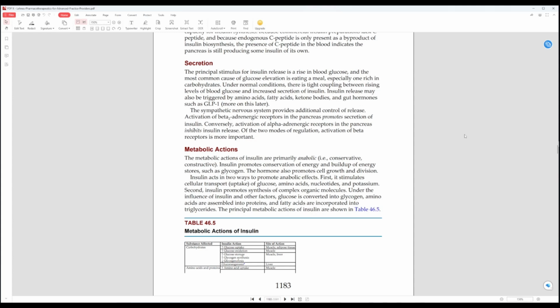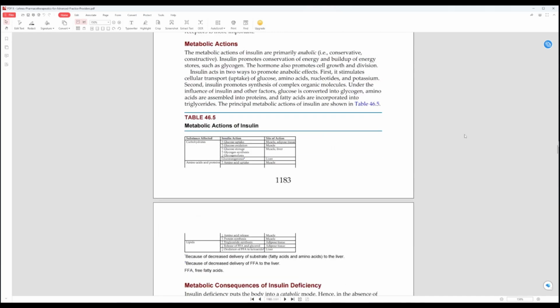The sympathetic nervous system provides additional control of release. Activation of beta-2-adrenergic receptors in the pancreas promotes the secretion of insulin. Conversely, activation of an alpha-adrenergic receptor in the pancreas inhibits insulin release. Of the two modes of regulation, activation of the beta receptors is more important, leading us to metabolic actions.